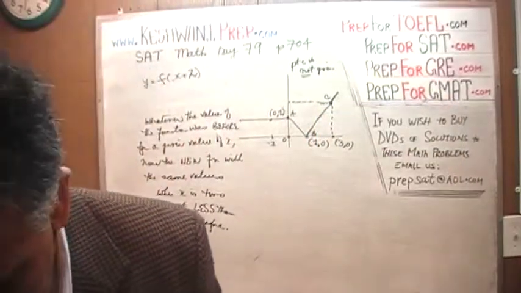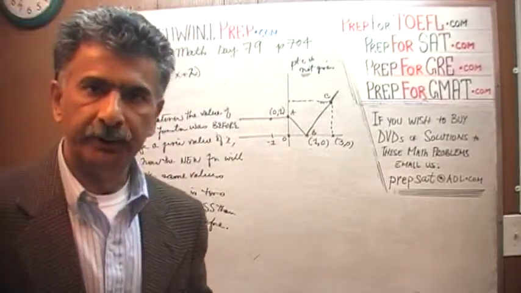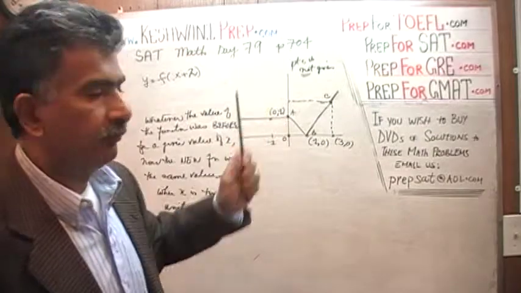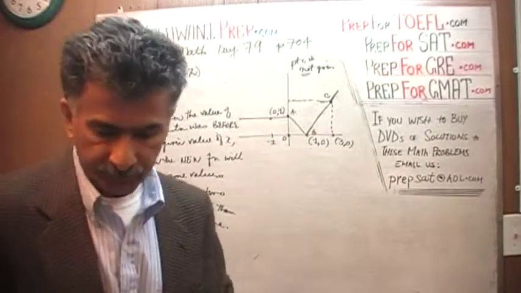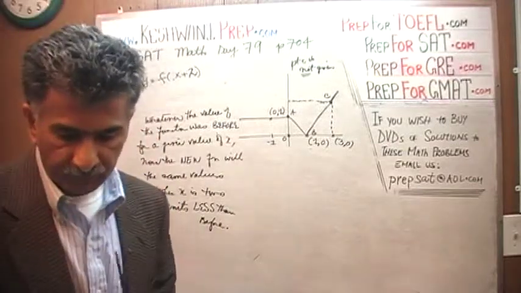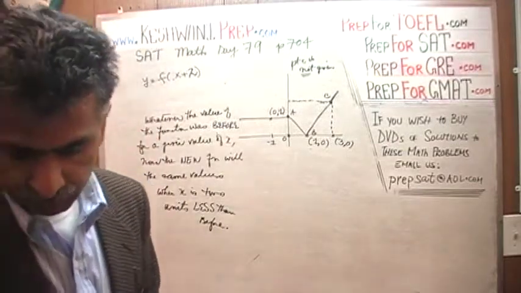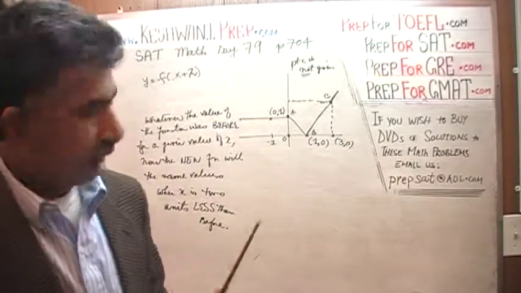The problem that we are about to solve is the one that you will find on page number 704. Please turn to it, page 704, and today is our lesson number 79. Problem number 17 is what we are dealing with. I have put the graph on the blackboard ahead of time. It says the graph of the function f of x is shown. It is given to us.